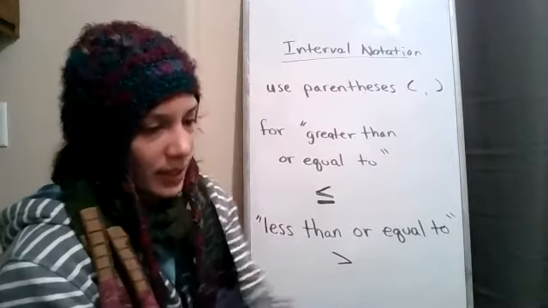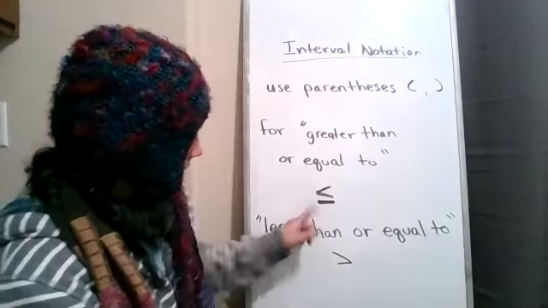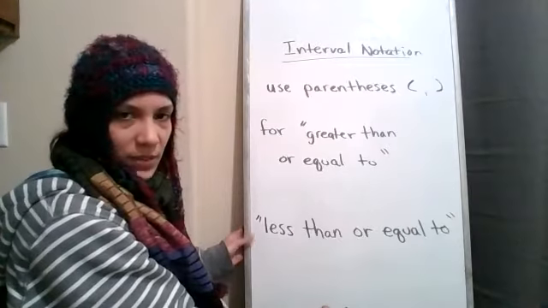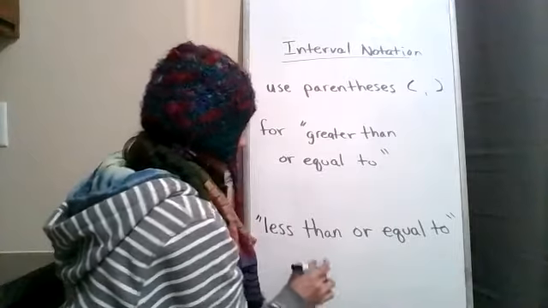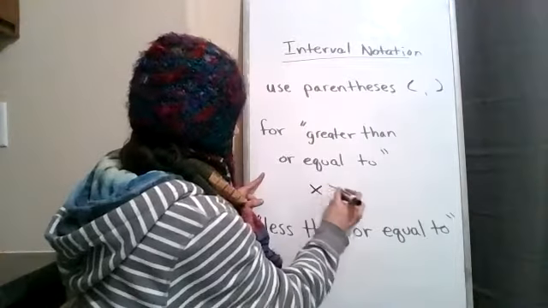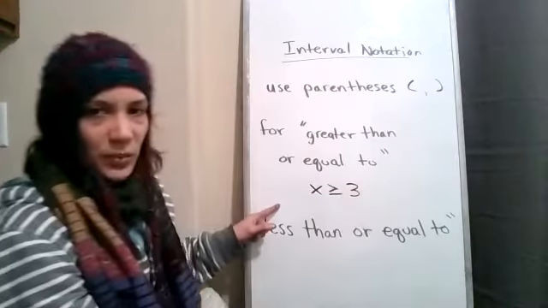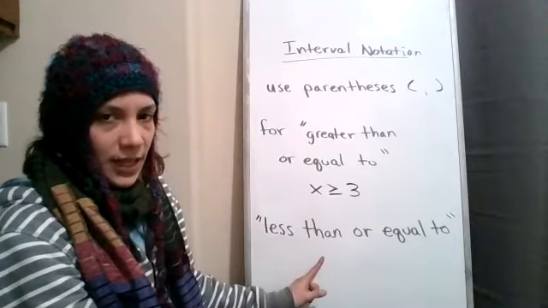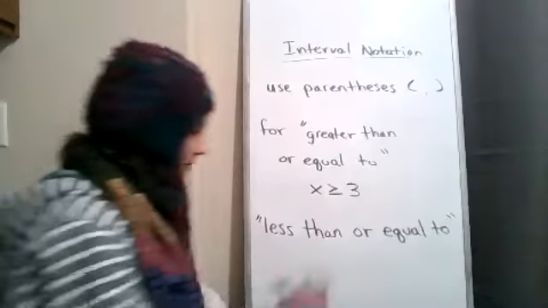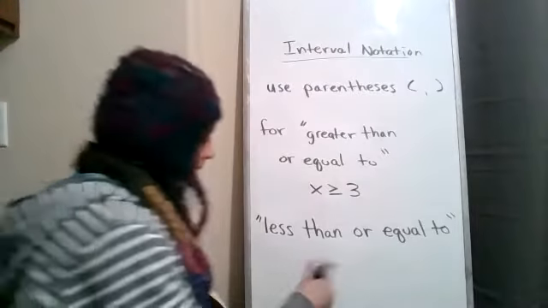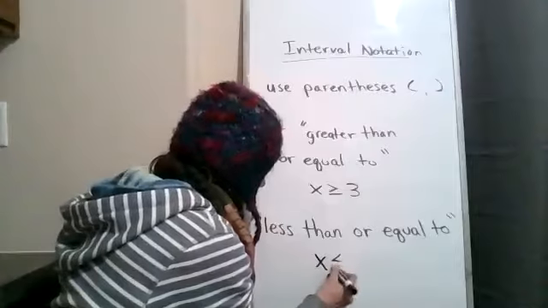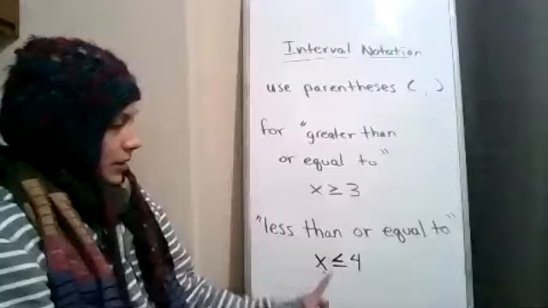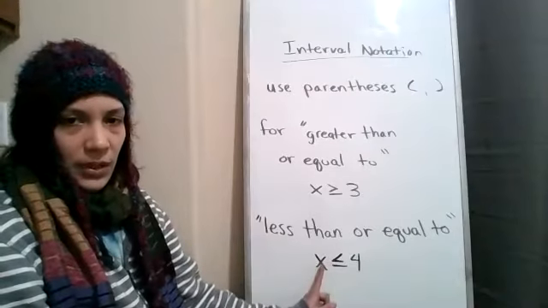Let me see if I did this right. Oh wait, this is less than or equal to this. Let's put some stuff in there. Let's put x greater than or equal to 3. And here we'll have x less than or equal to, let's make it different, let's make it 4. So you can equal 4, or you could be any number less than 4.